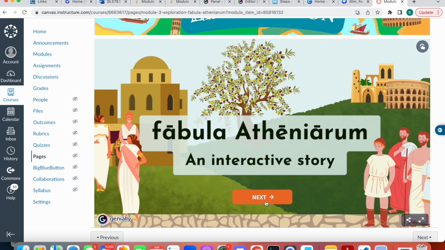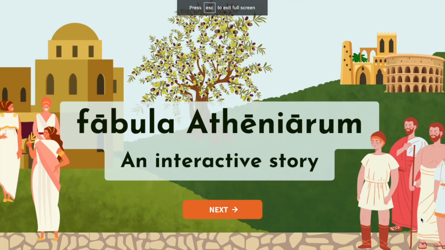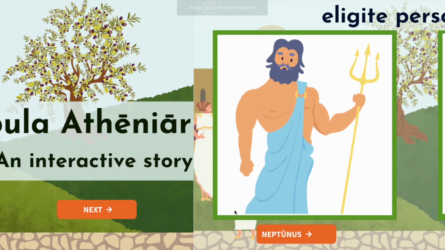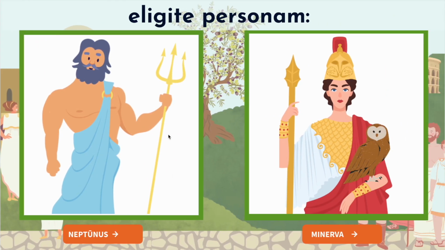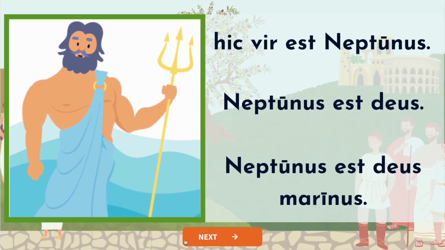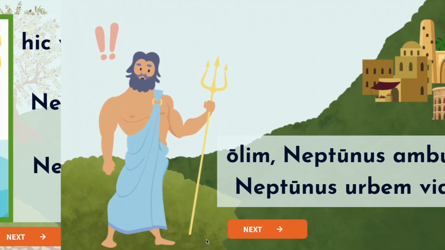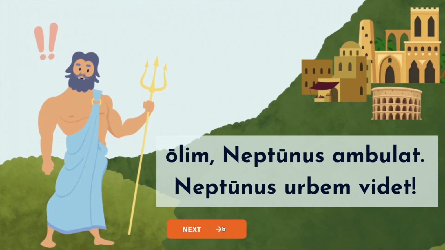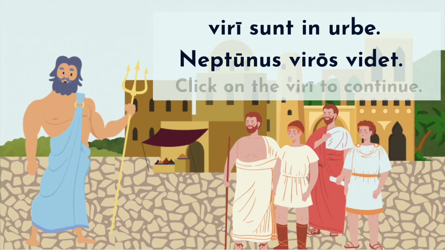Once you've navigated to the page, the learner can click Next to start. They can play directly in the LMS window, or they can choose the full screen option. Immediately, learners are presented with their first choice. There are two main characters in the story, Minerva and Neptune. Once the learner chooses the character that they want, they can click Next on each page to navigate through the story from that character's point of view.